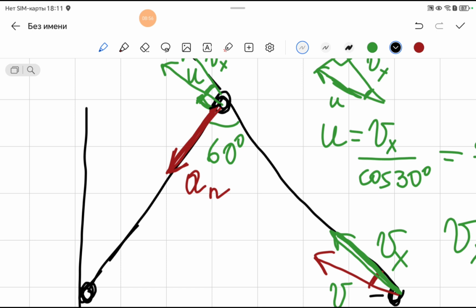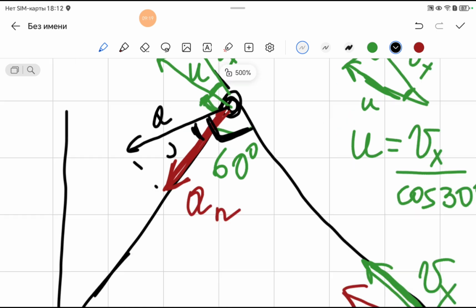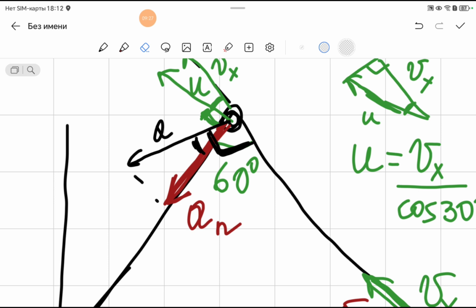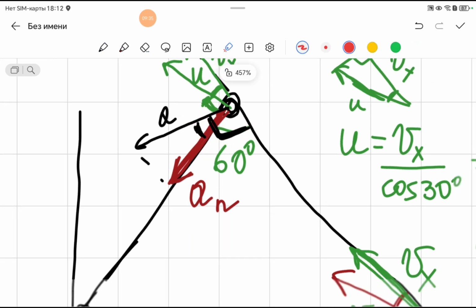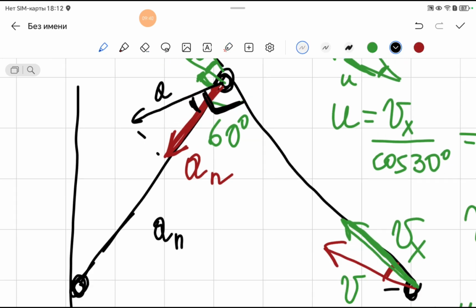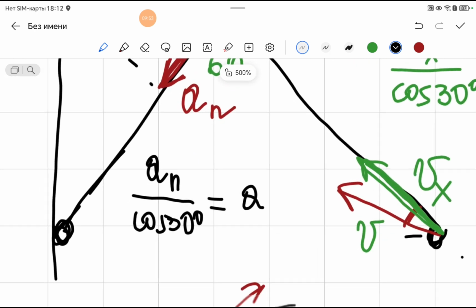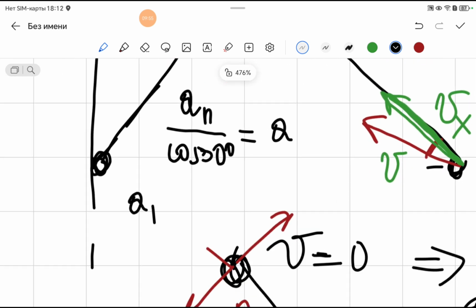Let's depict the total acceleration of point B. It must be perpendicular to the rod AB, as we proved earlier. Consider the acceleration triangle. The angle between the normal and total acceleration is 30 degrees. Then the total acceleration is equal to the normal acceleration divided by the cosine of 30 degrees.